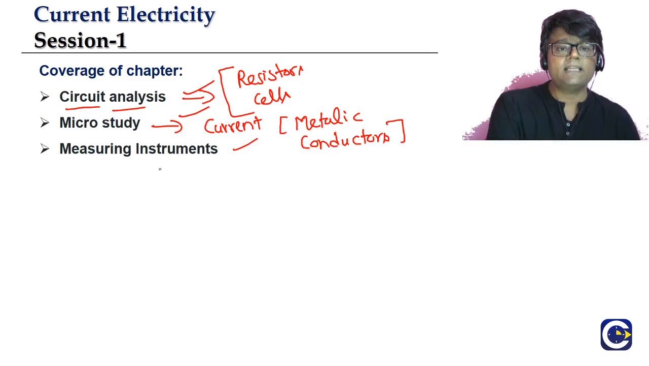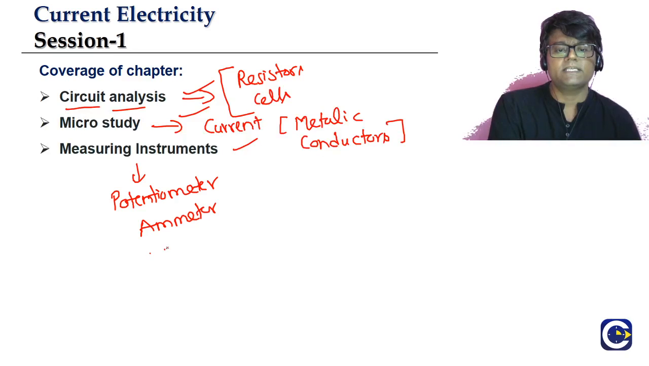The other part of this chapter is about measuring instruments. In terms of electrical circuits, we have some measuring instruments, like the potentiometer, the ammeter and the voltmeter. These are the 3 measuring devices that we will be covering. We also have one more device called the meter bridge. So this is the coverage of the chapter.